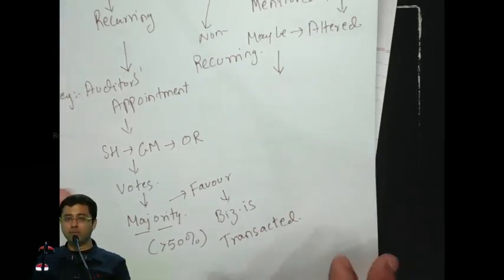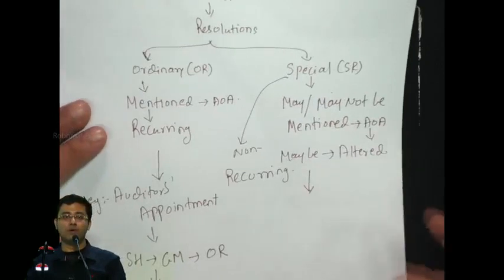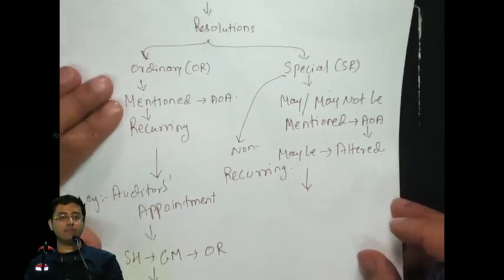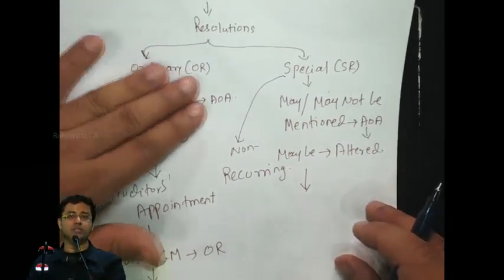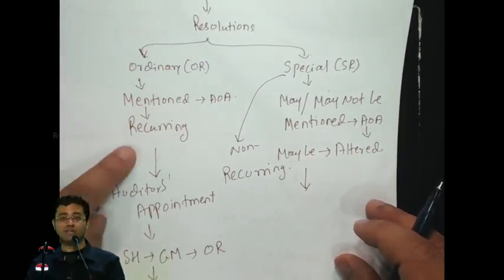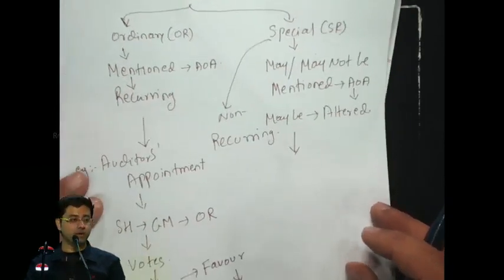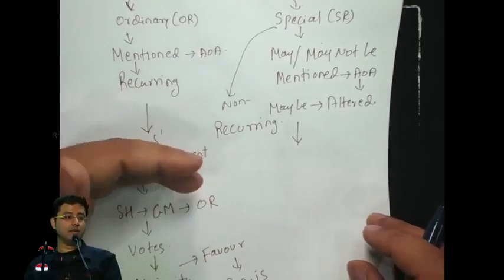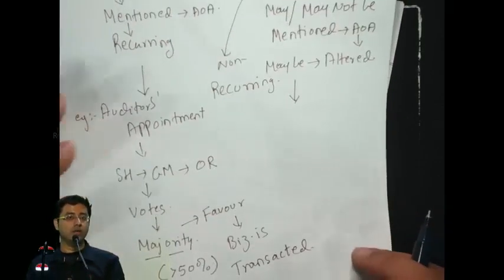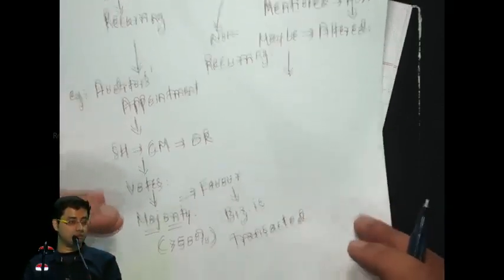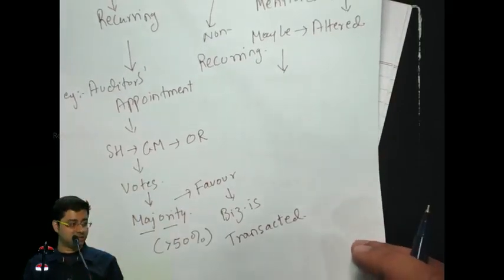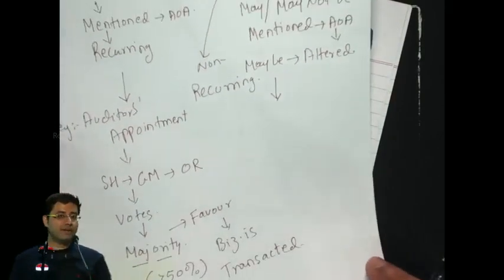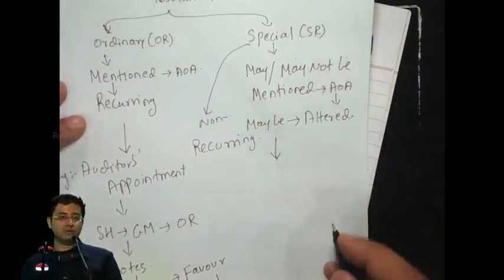Okay, so let me tell you this point again. I'll repeat. What is an ordinary resolution? It is when a business is an ordinary business which is mentioned in the articles of association, or it's a recurring business like an auditor's appointment, then the shareholders in the general meeting will pass an ordinary resolution. They will give their votes, and if the votes are majority votes, then the business gets transacted. But the case is not the same as far as the special resolution is concerned.